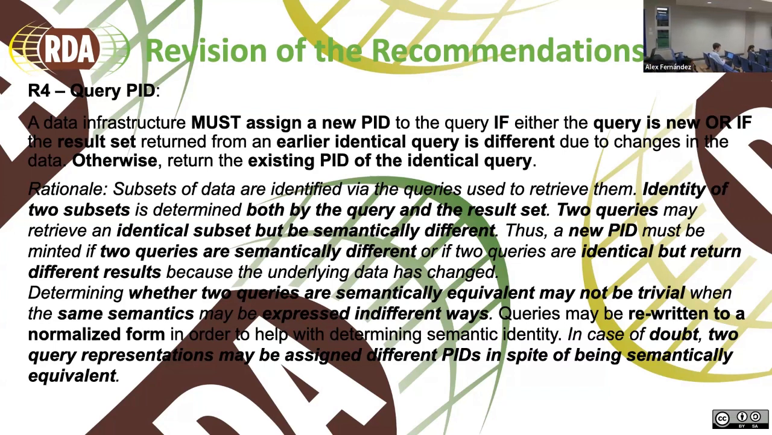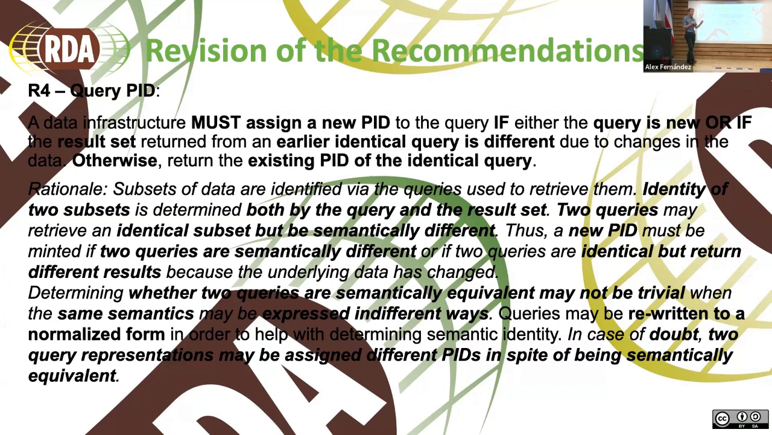Yeah, we had a number of really weird discussions and settings with different concerns, and we'll see one further of these when we come to the timestamping. Then in the rationale, the subsets are identified by the query and the result set. So you might have two different queries that lead to the same result set. They are still different queries, different semantics, so they get a different PID, even though the result set is the same. You might have the same query run at 2 different times, producing different result sets, which also gets a new PID.